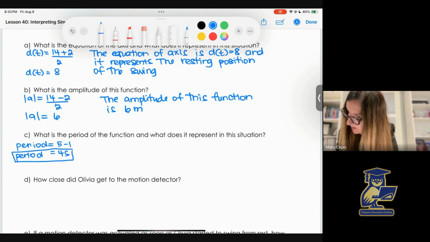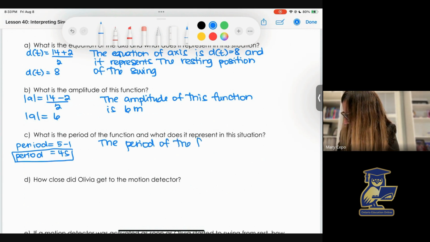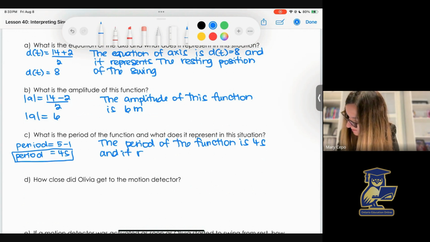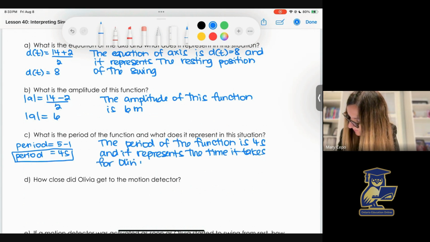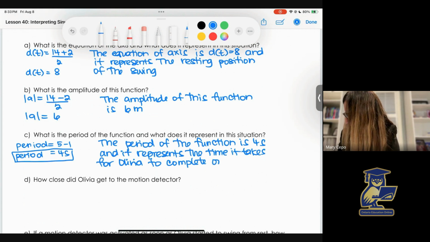So we can say, in this case, the period of the function is 4 seconds, and it represents the time it takes for Olivia to complete one full swing.